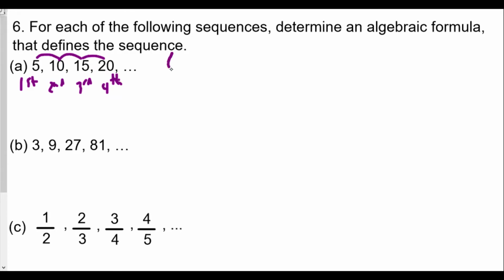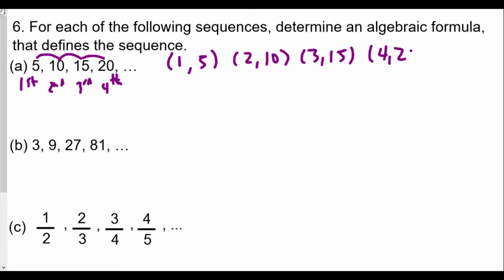That would mean I could use coordinates, where the term number is the x value, and the actual term is the y value. So (1, 5), (2, 10), (3, 15), and (4, 20). And we notice in this case, as the x value goes up by 1, the y value goes up by 5. This is very similar to a linear function. And so if it's a linear function, we'll use our slope formula, which says in this case, our slope is equal to 10 minus 5 over 2 minus 1.